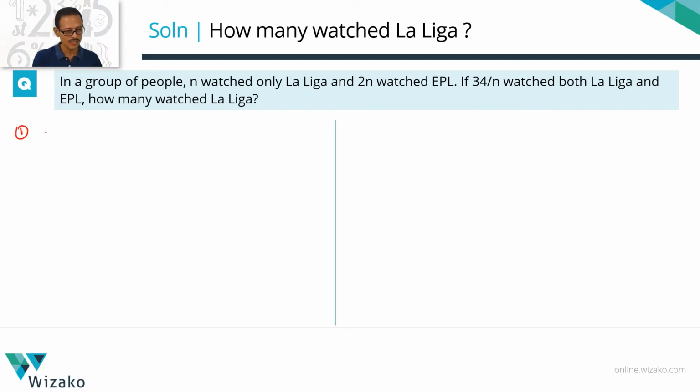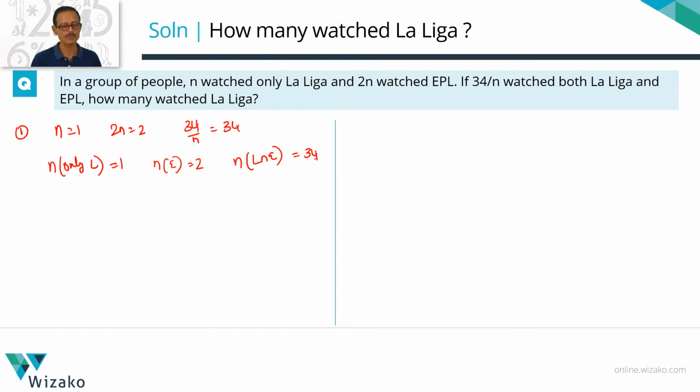I'm starting with N equals 1, quickly computing the value of 2N, which is equal to 2, and 34 upon N, which is equal to 34. What are N, 2N, and 34 upon N in the context of this question in terms of what sets do they represent? N represents only La Liga. So N of only L is equal to 1. What does 2N represent? N of E. So which is good. That is equal to 2. Perfectly all right. 34 upon N gives us the value of people. N of L intersection E is equal to 34.